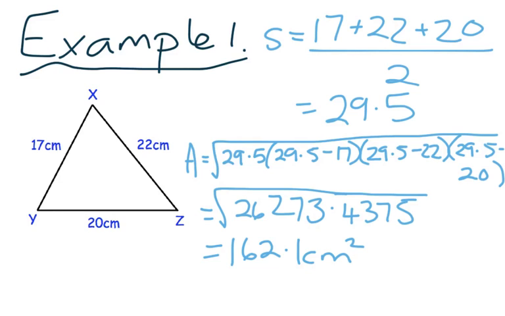It's really only used when you have the three sides. Otherwise, if you've got the perpendicular height, or you can find the perpendicular height, or you've got an angle, you can use half AB sine C, or just the ordinary formula, half the base times the height. And that's all there is to know about area of a non-right angled triangle.